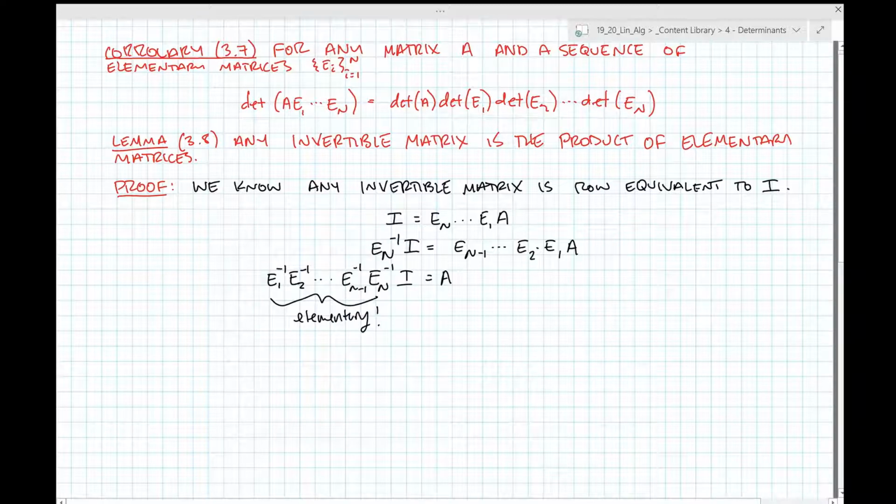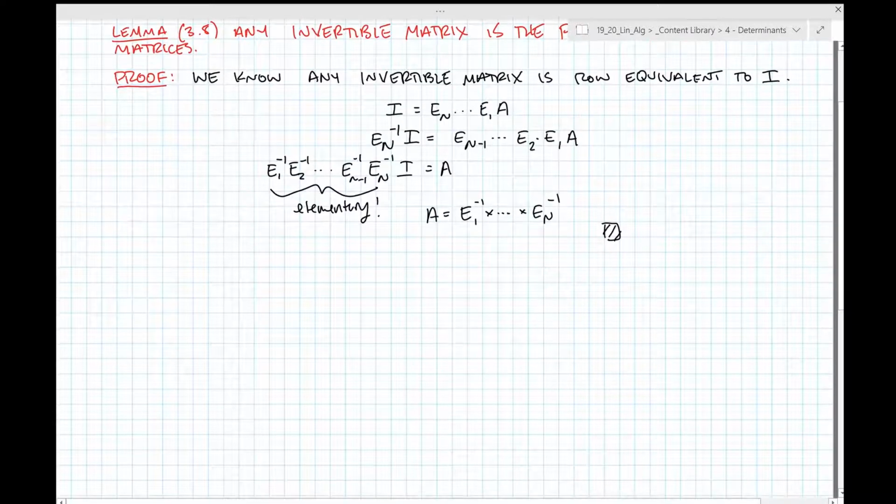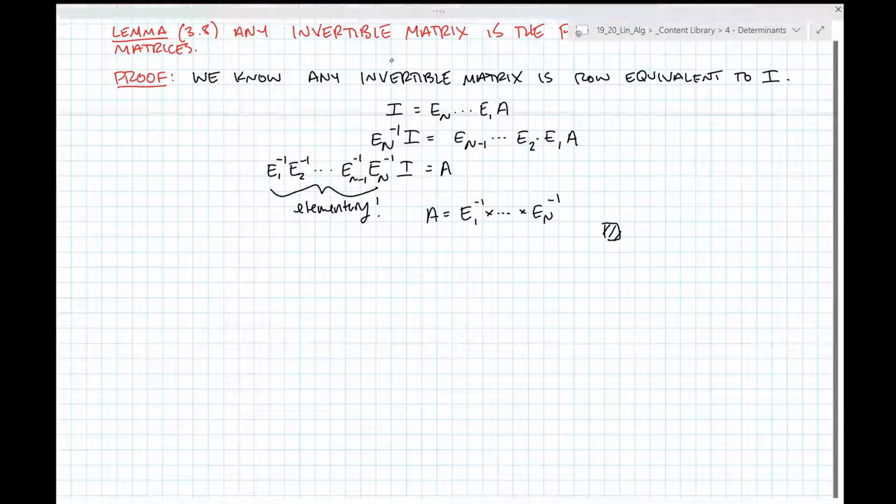If I'm just going to switch the order here, the identity matrix doesn't do anything because it doesn't change anything when you multiply it. So I have A as E1 inverse times all the way out times En inverse, and all of these are elementary matrices. So here I wrote an invertible matrix as the product of some elementary matrices. Any invertible matrix you can do that for. That's pretty neat. I think maybe we showed that before, but I don't know. We'll do it again just for whatever.